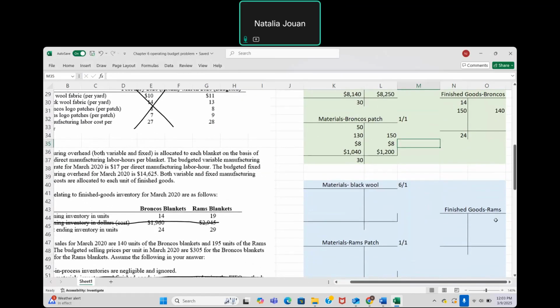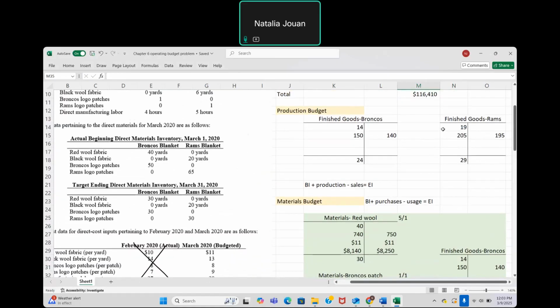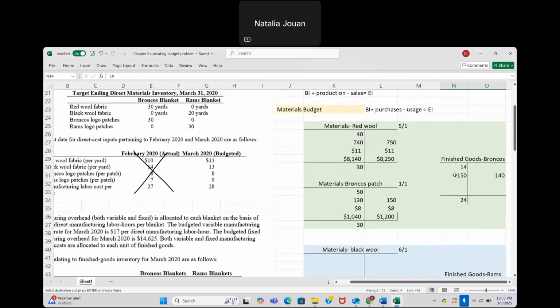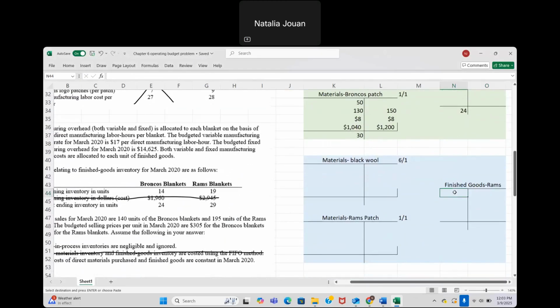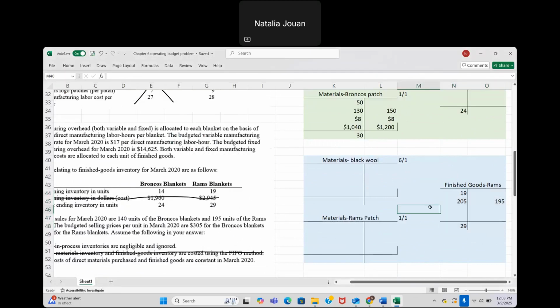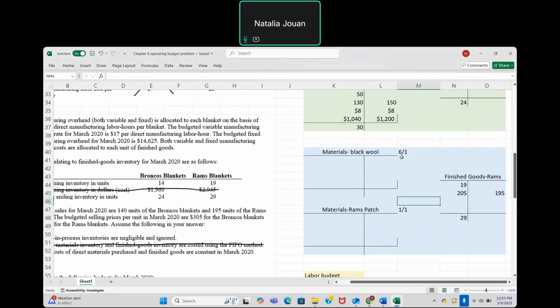Okay, now let's copy the Rams information. There we go. Okay, so for the Rams, we need 6 yards per unit. Okay, 6 yards per unit. So if we are going to be making 205, I'm going to do 6 times the 205, okay, 1,230.